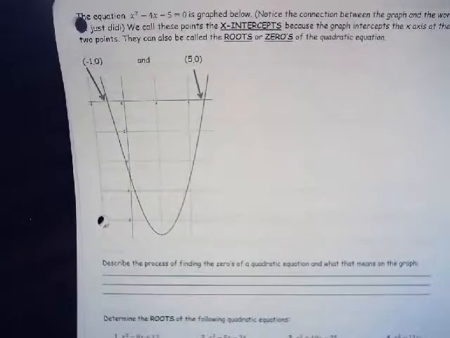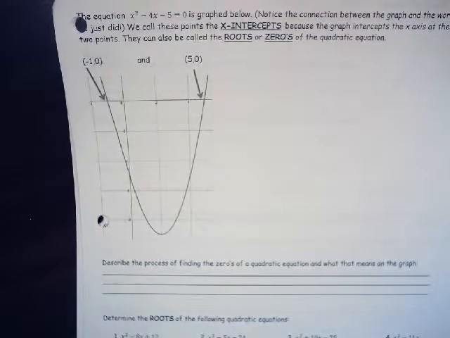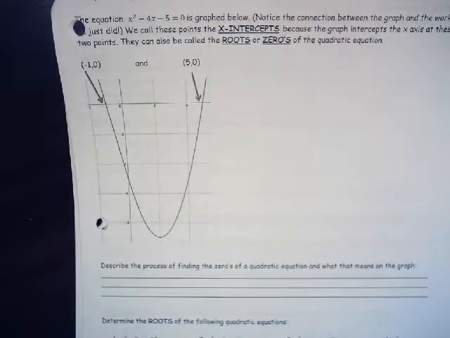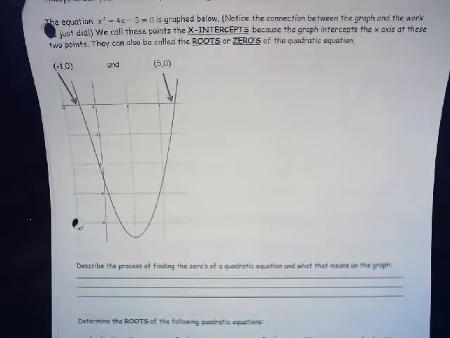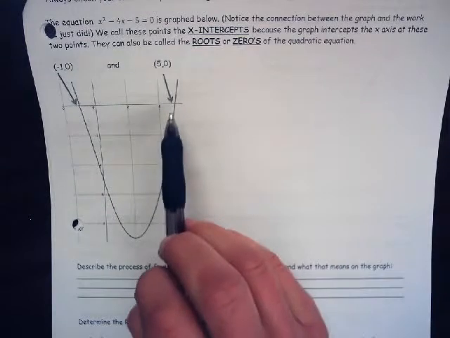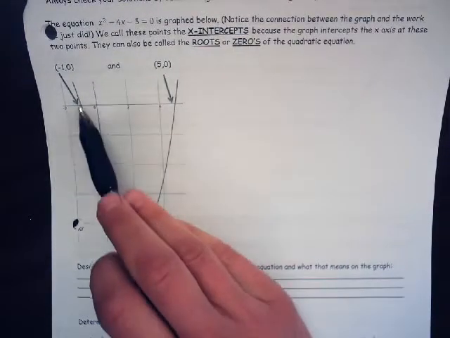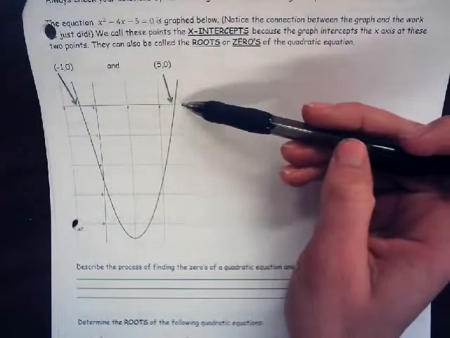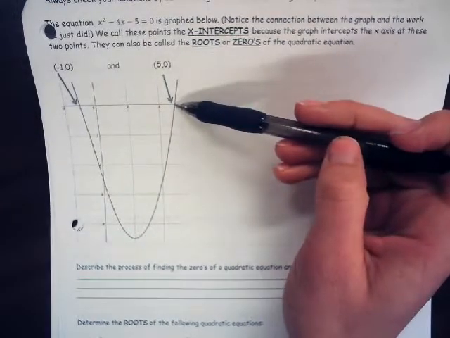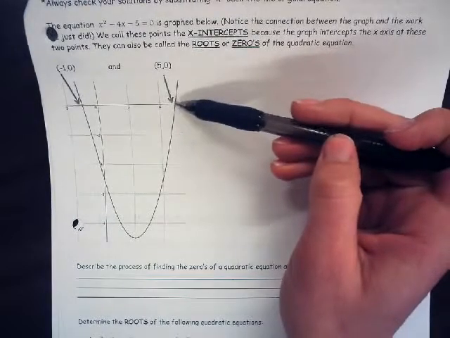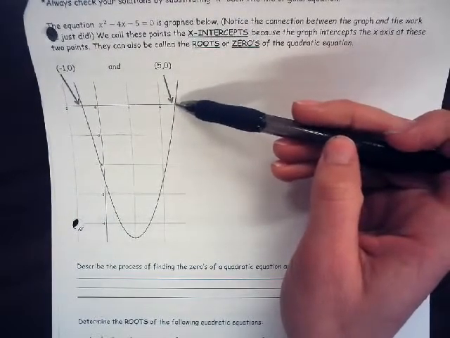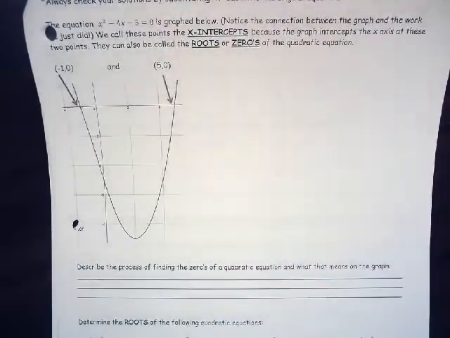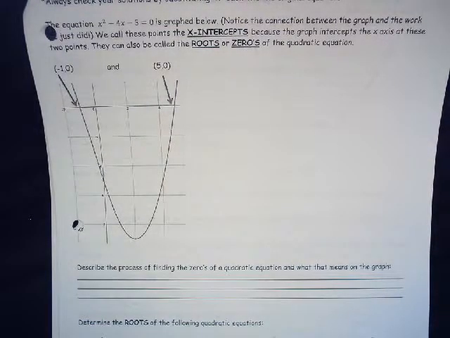Now we're going to look at these on a graph. We haven't shown you how to graph these yet, but this is the graph of that equation that I just did. I want you to notice the connection between the graph and the work that we just did. We said that y equals 0 at 5, 0, and negative 1, 0. That makes sense on this graph because right here, y is 0 right here. So at 5, 0, and negative 1, 0. That's when y equals 0 right there.